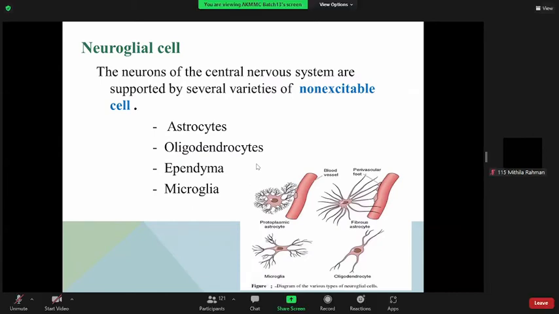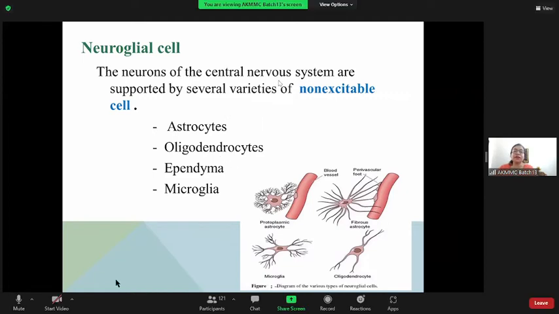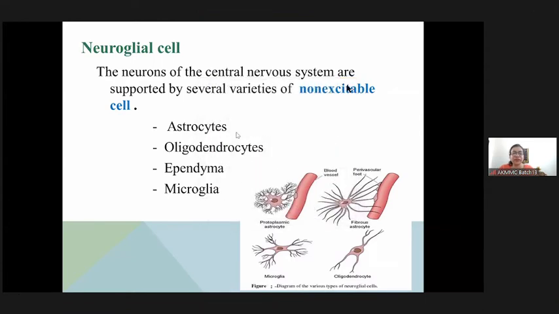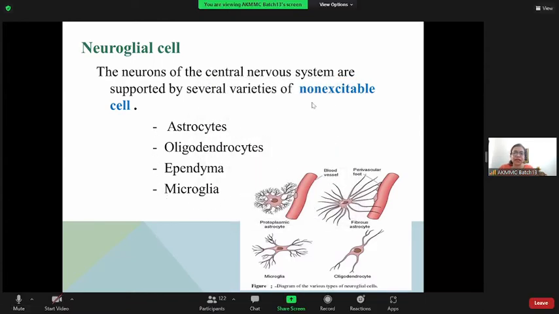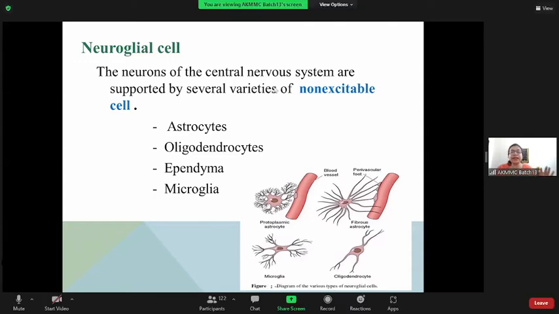Now come to supporting cells. They have a supporting function, and those are known as neuroglial cells. Inside the central nervous system, we'll find four types of supporting cell. And these cells are non-excitable cells. They will not carry or be influenced by any type of impulse.